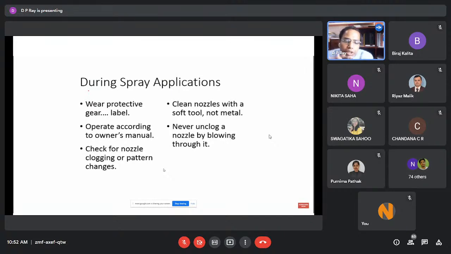Then, checking of the nozzle, and clogging changes the spray pattern. Sometimes, whatever nozzle we are utilizing, if we want a hollow cone type or flat fan type but we are not getting it, clogging may be there in the nozzles. So people have to see and clean the nozzles with a soft tool, not metal, and never unclog the nozzle by blowing. It is very commonly seen in rural areas that when there is a blockage in the nozzle, they will open it and just blow through their mouth. It is dangerous for them, because I already told you about the LD50 of the compounds, and how much of the compound they are putting, they don't know.